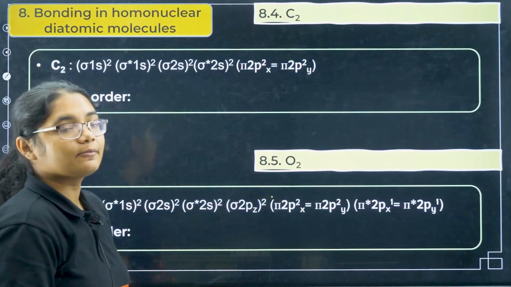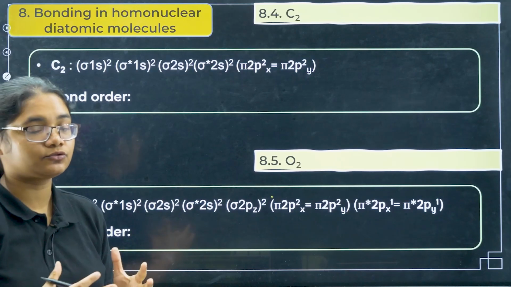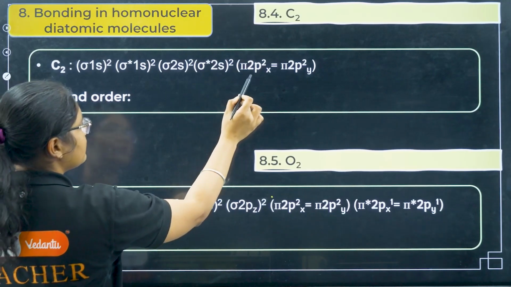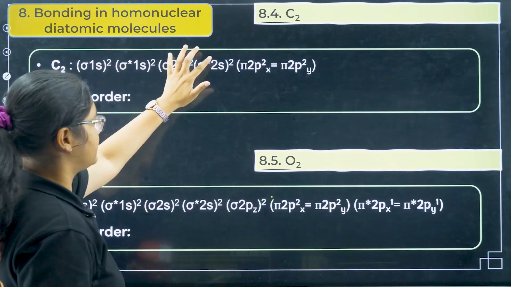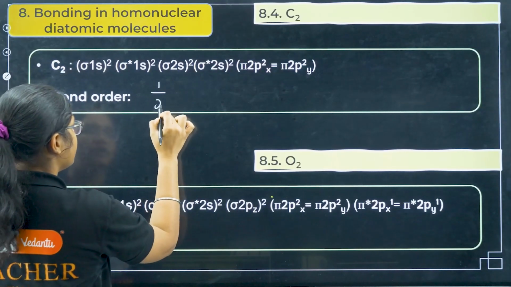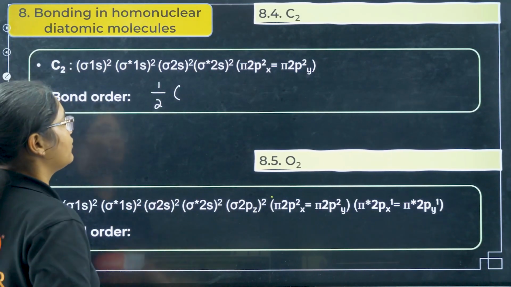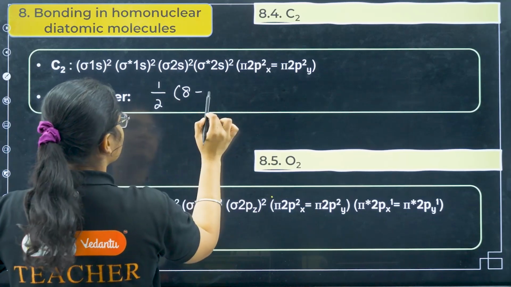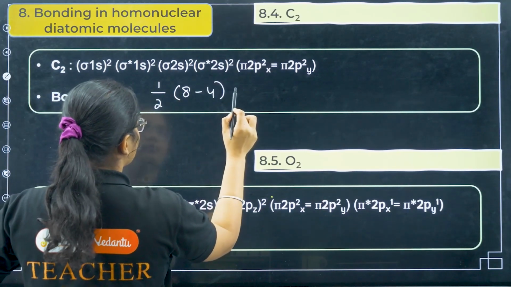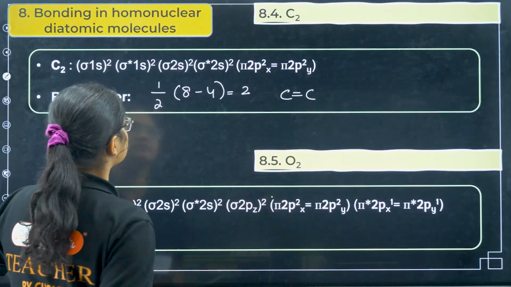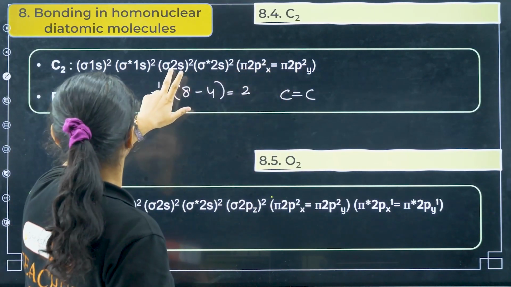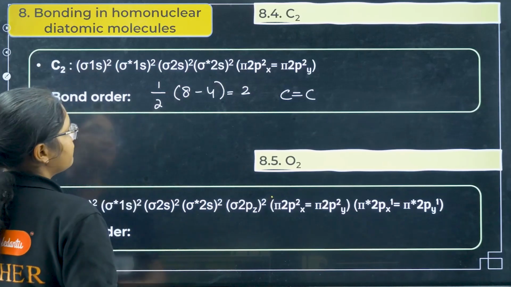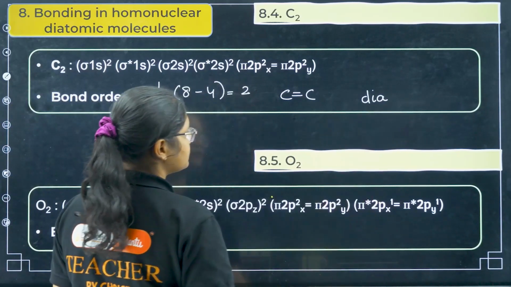Okay. Next we have the carbon molecule. How many electrons does the carbon molecule have? 6 plus 6, 12 electrons, right? So first sigma 1s, sigma star 1s, sigma 2s, sigma star 2s, pi 2px, pi 2py. So you have 1, 2, 3, 4, 5, 6, 7, 8, 9, 10, 11, 12. What is the bond order? Half into bonding electrons minus anti-bonding. Bonding electrons are 8, and anti-bonding are 4. So 8 minus 4 is 4, 4 by 2 is 2. So the carbon molecule has 2 bonds. Let me check once: 8 and 4. Yes, so this is the molecule, and whether it is paramagnetic or diamagnetic, again diamagnetic because there are no unpaired electrons.